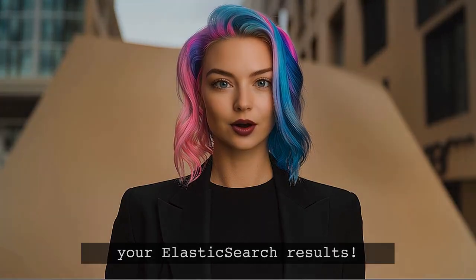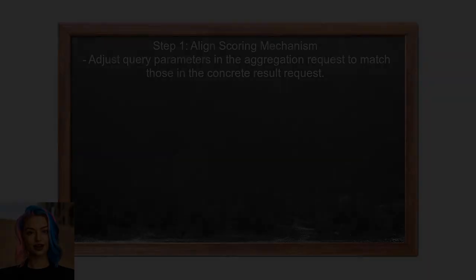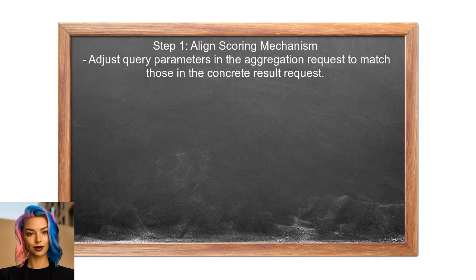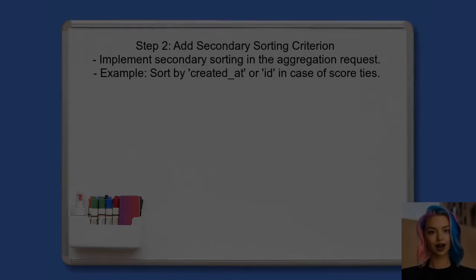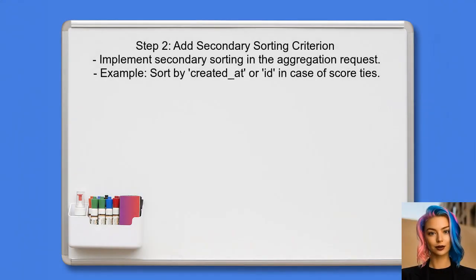your ElasticSearch results. To achieve consistent result ordering between the summary and concrete result requests, the user should first ensure that the scoring mechanism is aligned. This can be done by adjusting the query parameters in the aggregation request. Next, the user should consider adding a secondary sorting criterion to the aggregation results. This can help differentiate results that have the same score.